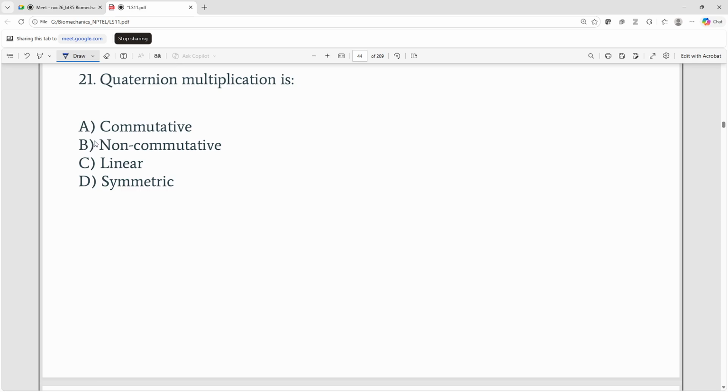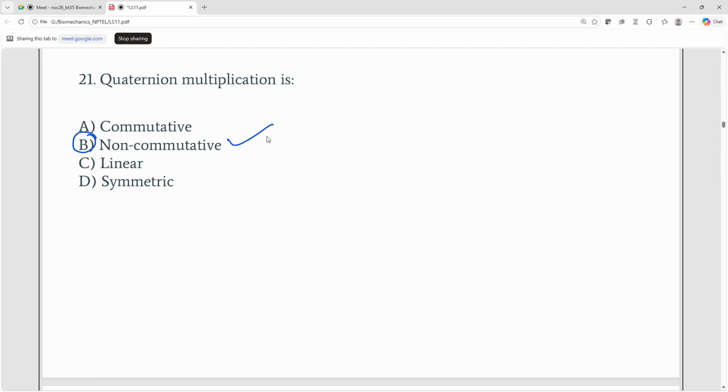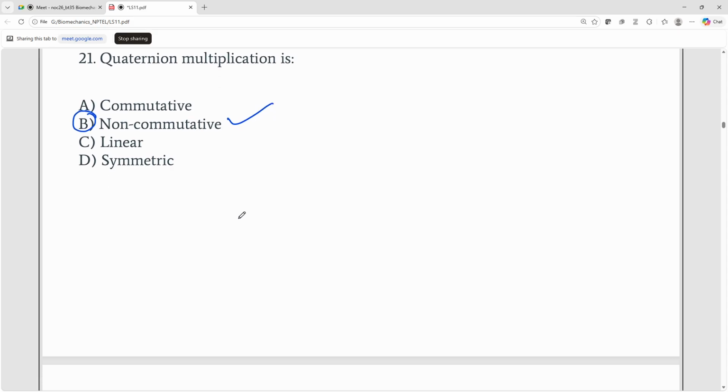Correct answer is option B, non-commutative. Quaternion multiplication is not commutative.